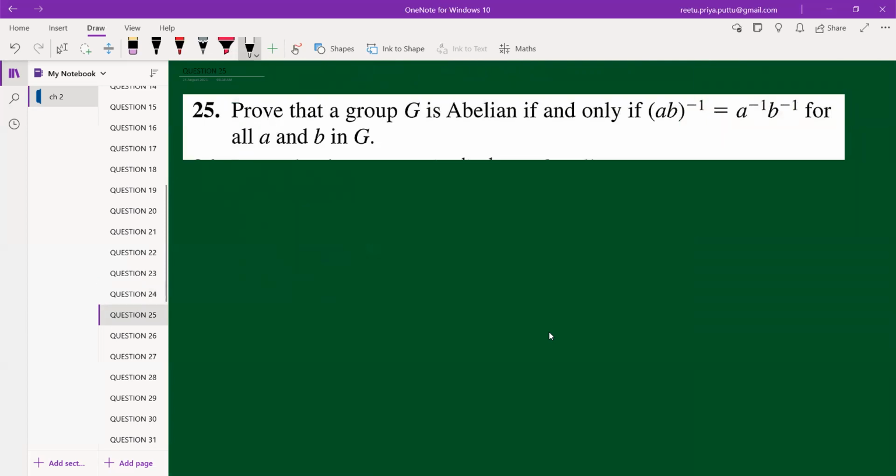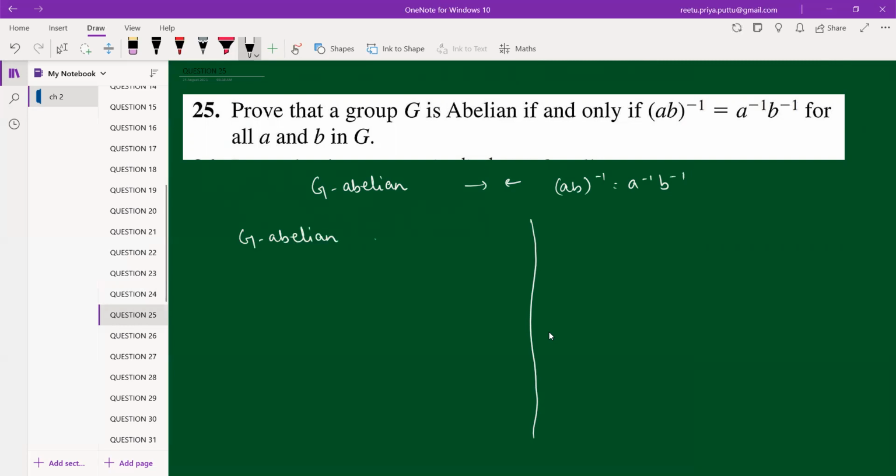We have to prove that a group G is abelian if and only if AB whole inverse is equal to A inverse B inverse. So we have to prove both ways: first the necessary part and then the sufficient part. We will prove it in 2 different ways. First of all, we will consider G is abelian.